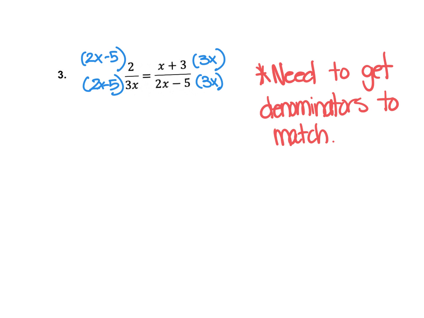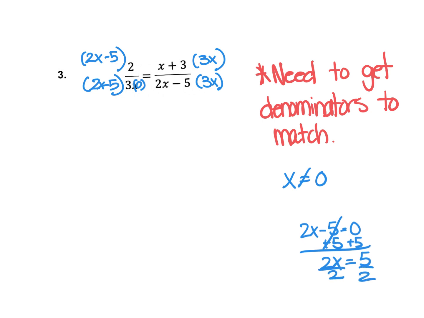All right, before we do anything else, let's go ahead and find our excluded values. So we know that x can't be equal to 0 because 3 times 0 would be equal to 0. So x cannot be equal to 0. And now remember this 2x minus 5, we're just going to take 2x minus 5 is equal to 0, and I'm going to say plus 5. And we have 2x is equal to 5, and then we'll divide by 2. And so our other excluded value could be 2.5, or we could just leave it as a fraction, 5 over 2. Well, let's just write 2.5.